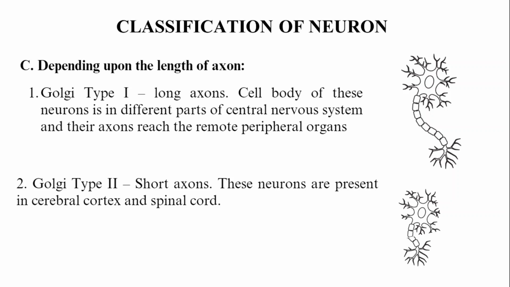Depending on the length of the axon, the neurons are divided into Golgi type 1 and Golgi type 2. The Golgi type 1 neurons have long axons. The bodies of these neurons are in different parts of the central nervous system and their axons reach the remote parts of the body. While the type 2 are the ones with short axons, these neurons are present in the cerebral cortex and spinal cord.